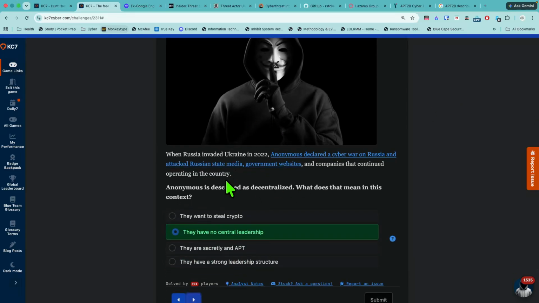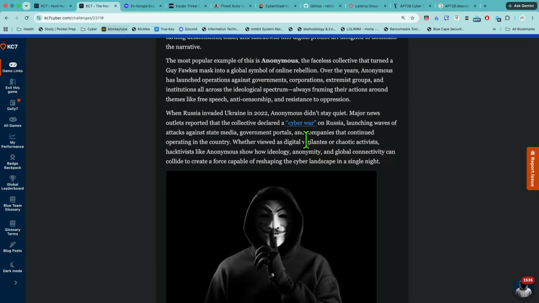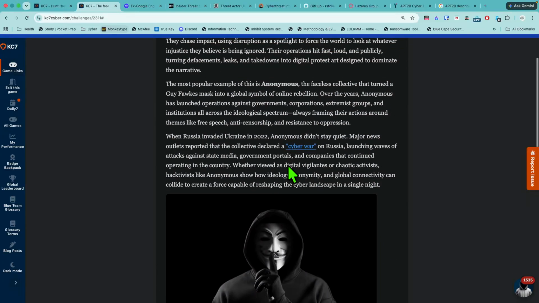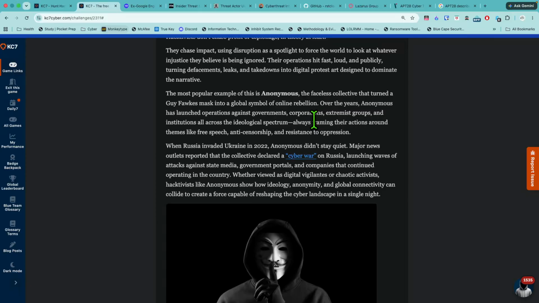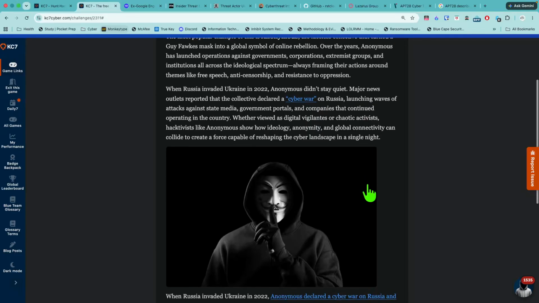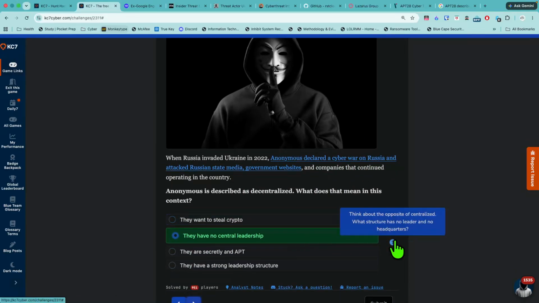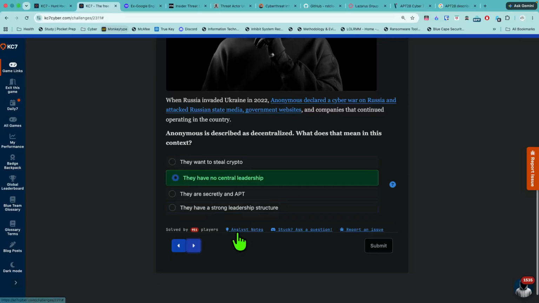And it's right here. Okay, the question. Anonymous is described as decentralized. What does that mean in context? Well, what that means is that Anonymous does not have leadership. Yes. So, because they have no central. Think about the opposite of decentralized. What structure has no leader and no headquarters? They have no central leadership.